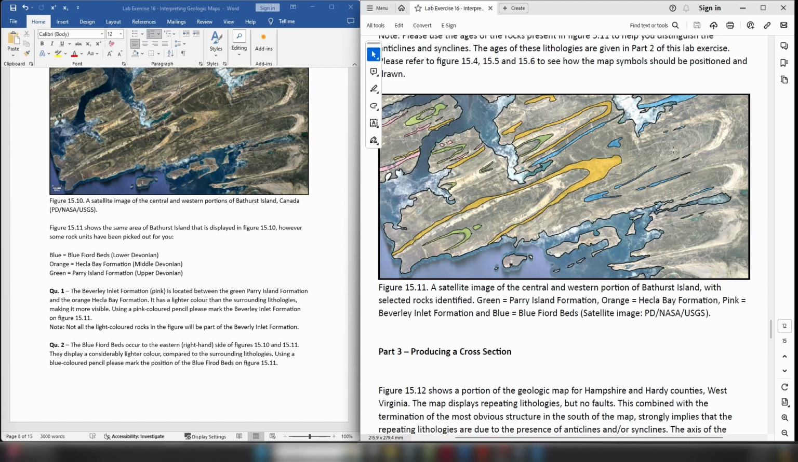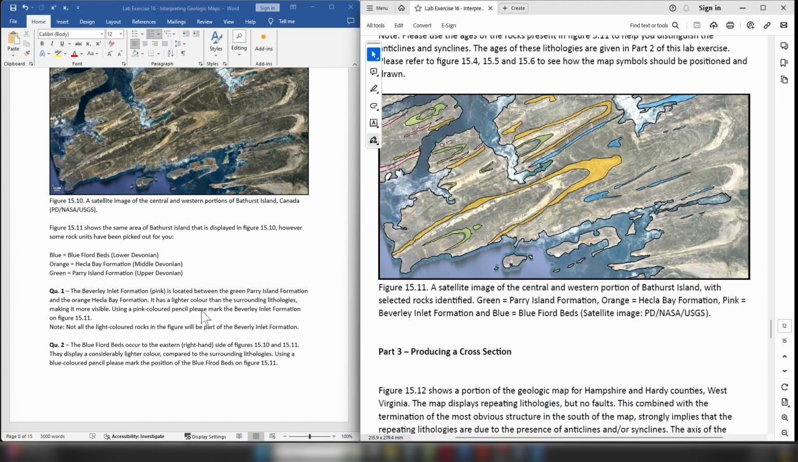So the rocks that I've picked out in blue are going to be the oldest, and the green rocks are going to be the youngest. This is going to be important for when you try and work out whether these features are anticlines or synclines.